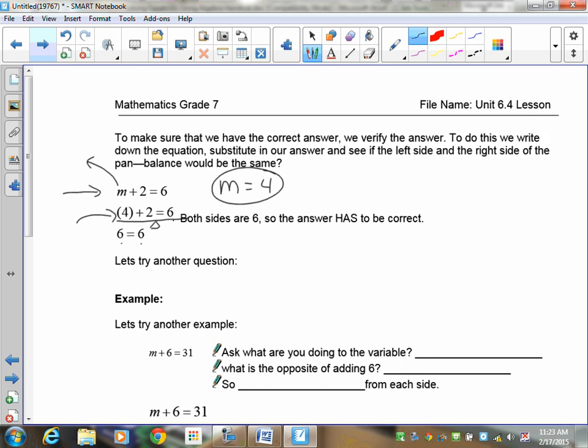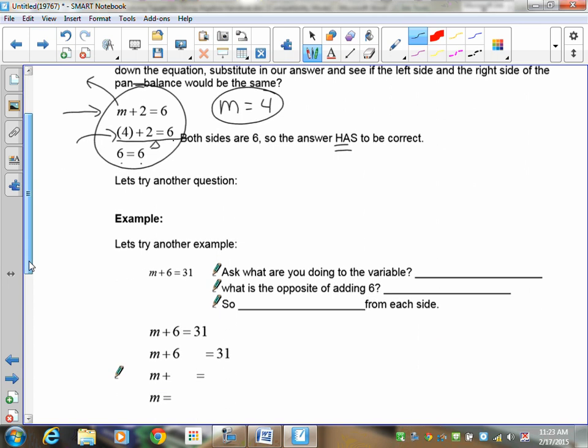So since 6 is equal to 6, your answer has to be correct. There's no mistake. Now, don't just throw this down when I ask you to verify and just say, well, I know I'm right. Make sure you check it, because if you don't check it, you won't be able to catch your errors. Okay, let's try another example.